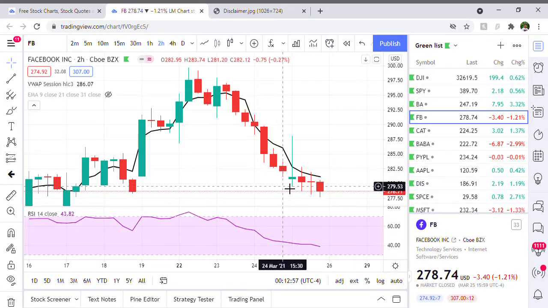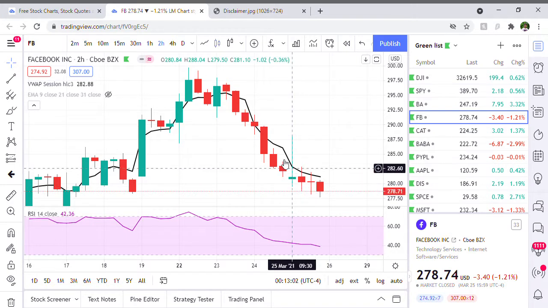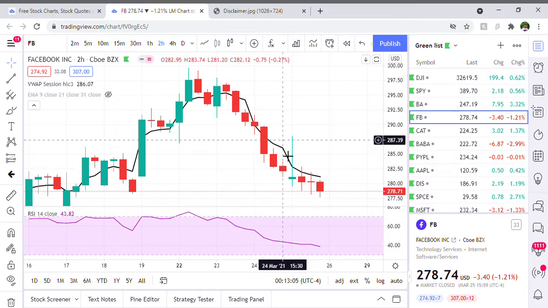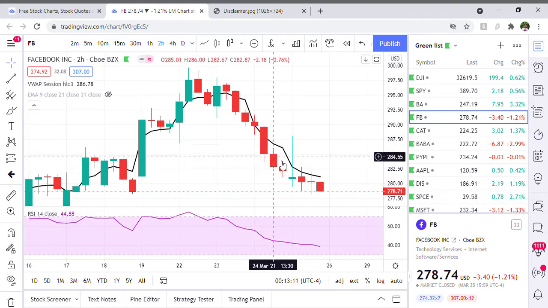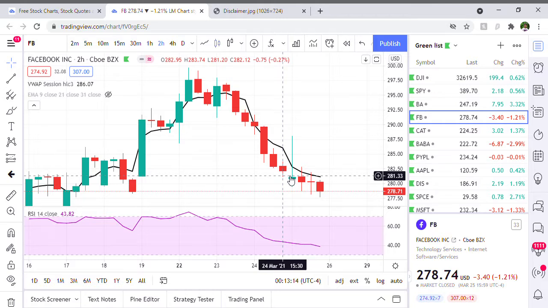So this is our 2-hour chart. This is our market open on the 25th of March, that is today, Thursday. And we can see the 2-hour chart of 24th March, all red candles. The stock is clearly in bearish mode. Today morning after open, it did give a bounce, but that bounce could not last even for 1 hour, and the candle closed over here almost red, near the open of the stock today.